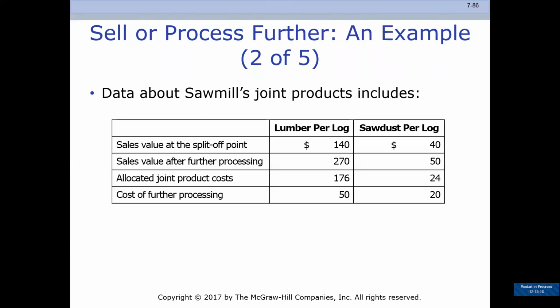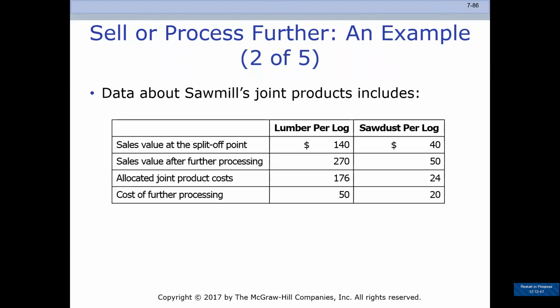Yeah, the question is, should we spend $50 on the lumber so that we can sell it for 270 if we can sell it for 140 without spending the 50? Yes. It'll be a straight shot, because they can just give you the answer. If they gave you only numbers that were relevant, it would take all the fun out of it, right? So the question is, what about those allocated joint costs, 176 and 24? Let's forget about those for now, for this purpose.